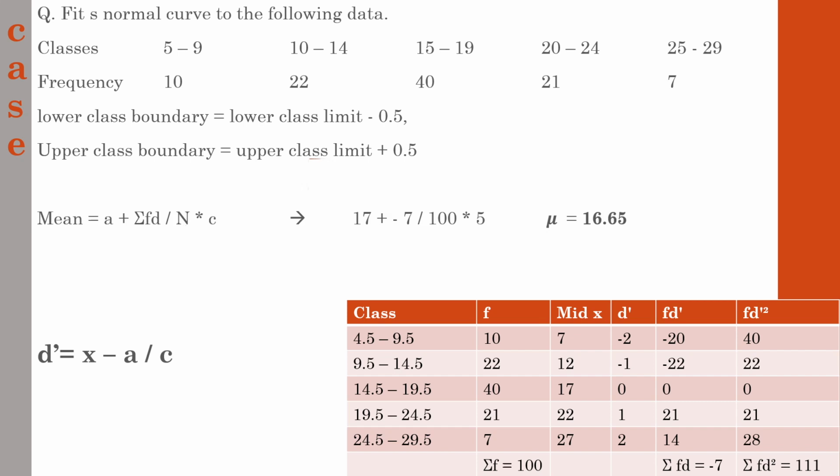If you are not familiar with this equation, try to use the mean method or the equation method which we have learned in the third semester. If you are getting the same value, it is fine to go with that. Otherwise, learn this method. So mean equal to a plus sigma fd by n into c. Here a means assumed mean. In this case, I assumed this one as the assumed mean. I hope you all know what is meant by assumed mean.